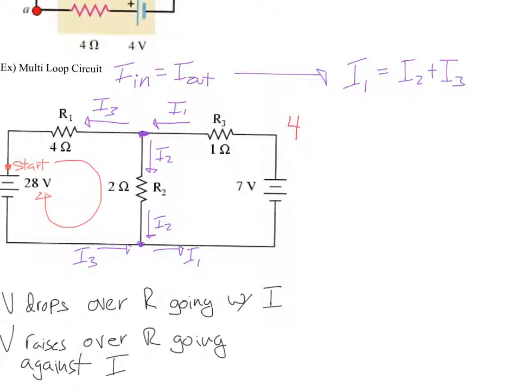R is 4, so I'm going to have 4 I3. Then the next thing we do, we just hopped over there, we're coming through. Now we're going to go through resistor 2. This time we're going with the current, and it's no longer current I3, it's I2. So this is going to be a voltage drop of 2 I2. And then lastly, we come around and we go over the voltage supply from negative to positive, so that is going to be a voltage gain of plus 28 volts, and we're back to our starting point, and so that's got to equal out to 0 voltage difference.